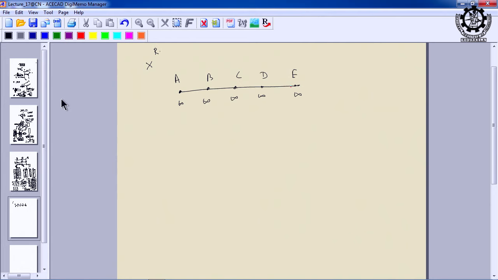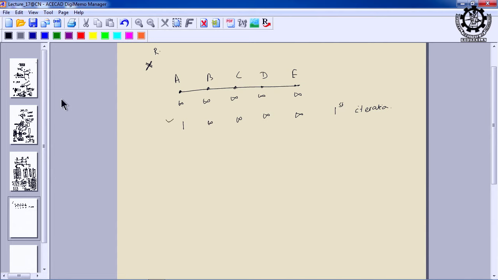and by some neighbor detecting technology, A understood that X is my immediate neighbor or next hop. So, I can reach X with one hop, correct. This is in the first iteration, you can say. Rest remains as it is.